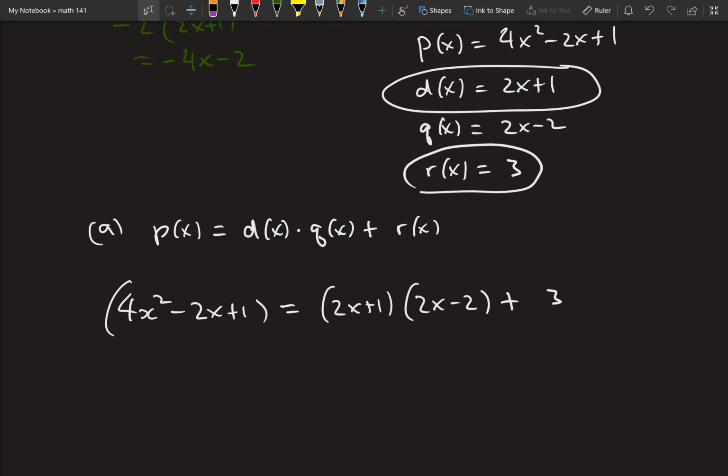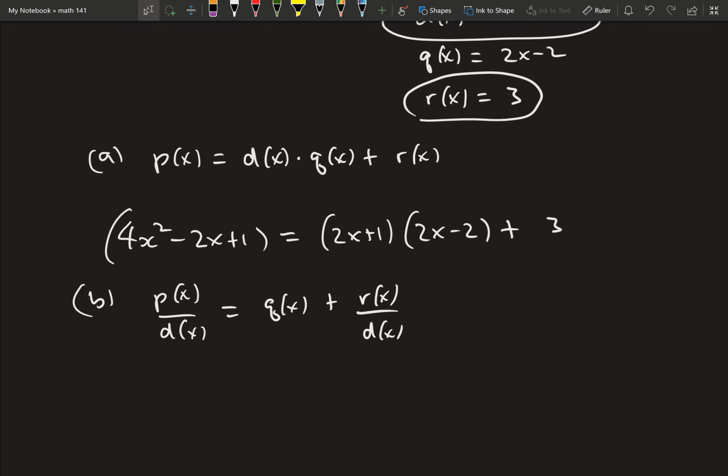That's method A of writing the solution. Method B was to write it out this way, which is just as good. So let's just write that down.